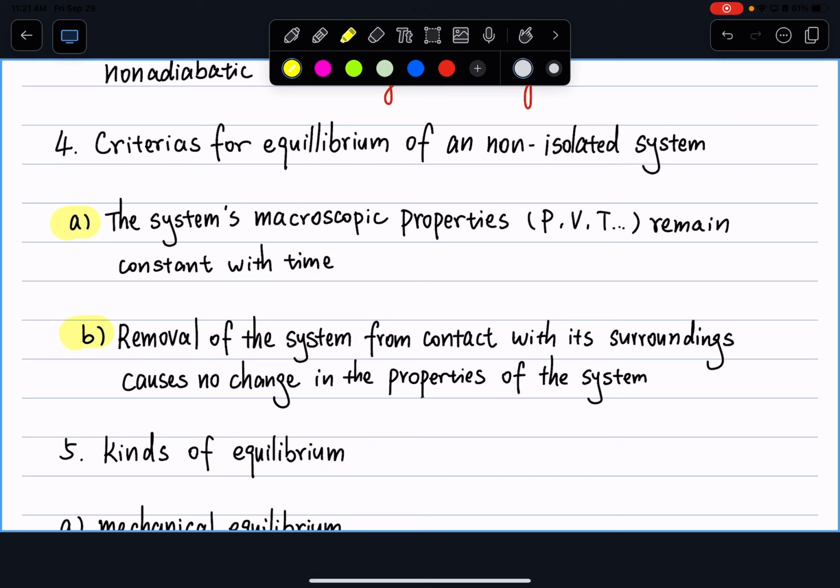And the second criterion is that removal of the system from contact with its surrounding causes no change in the properties of the system. I know it's a long definition, so effectively what that means is, imagine these walls just all of a sudden disappeared. Now, if we ignore the gravitational force, which means your liquid will drop, they will pretty much remain the same pressure, volume, and temperature, and also other macroscopic properties.